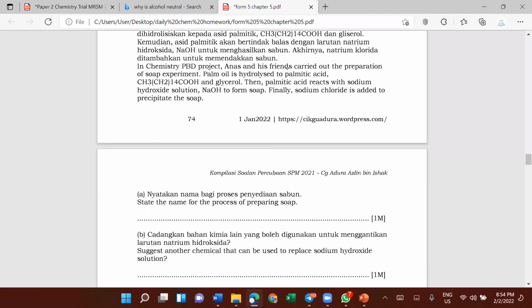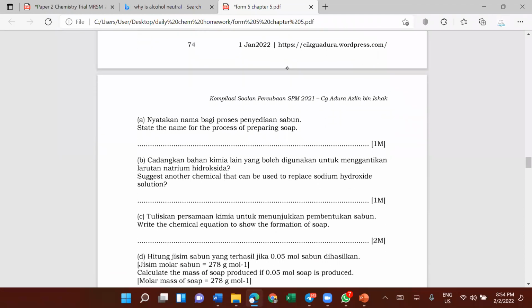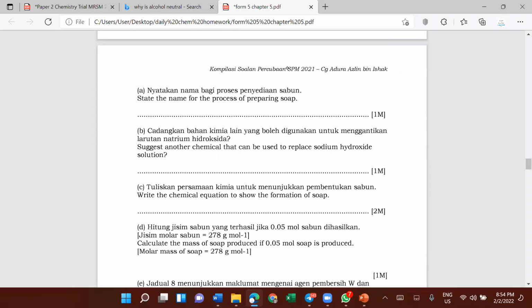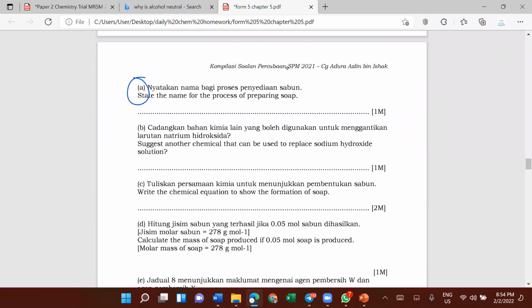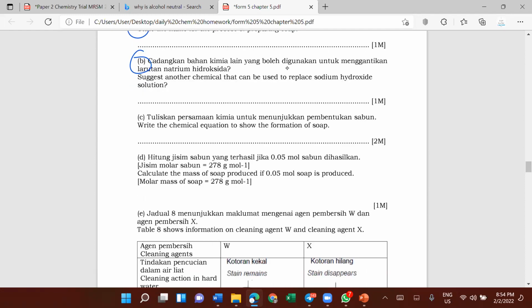Name the process for the preparation of soap. Everybody should be able to answer me here. Can I have Shahimi? Question A: Proses saponification je. Okay, question B also. The answer is potassium hydroxide solution. Very good. Okay, good job. Now question C is the same as just now.